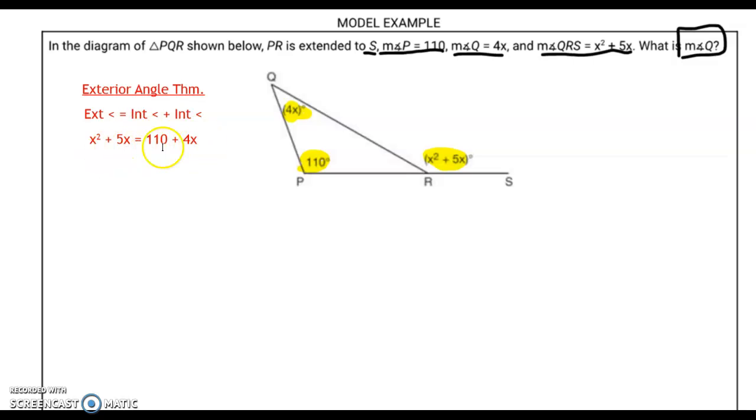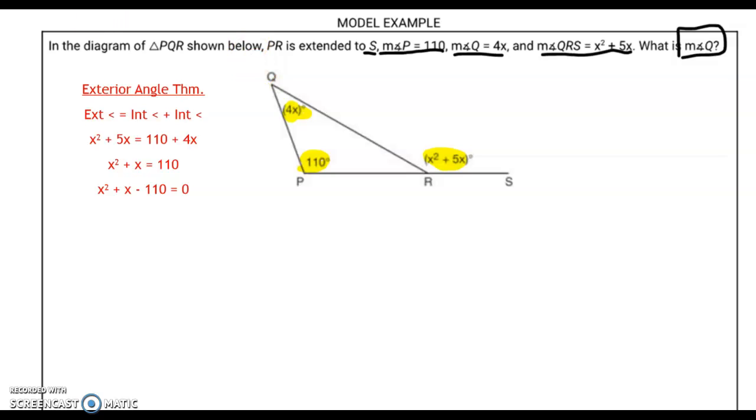So let's try to solve this for 0. In other words, let's try to get 0 on one side. I'm going to try to get 0 on the right-hand side because the left-hand side already has the x squared. That's where I want the x squared. All right, you should be able to follow my algebra here. We subtracted 4x from both sides, and then we subtracted 110 from both sides. Now we have x squared plus x minus 110 is equal to 0.